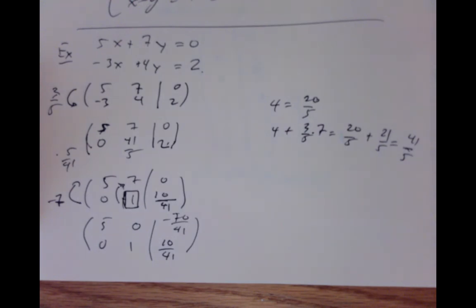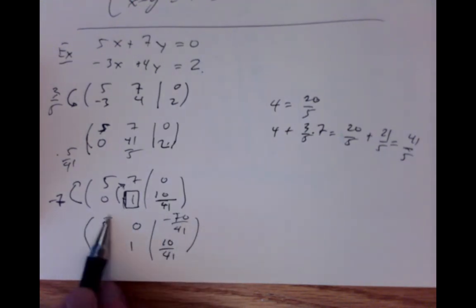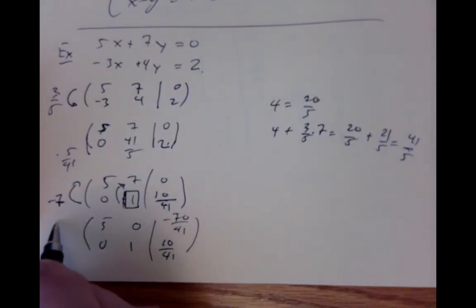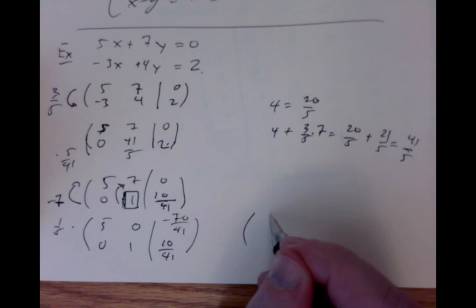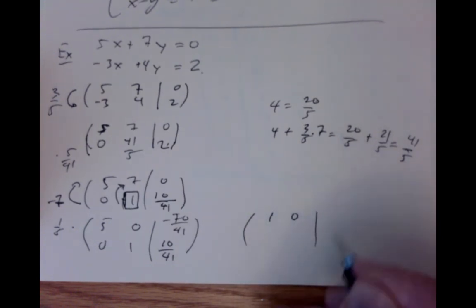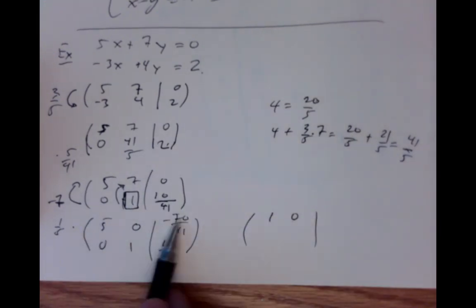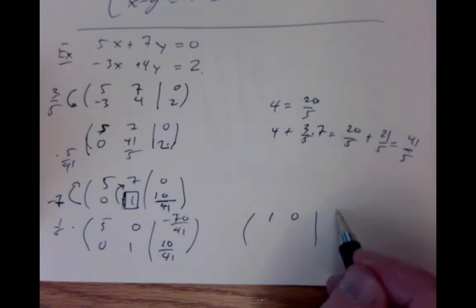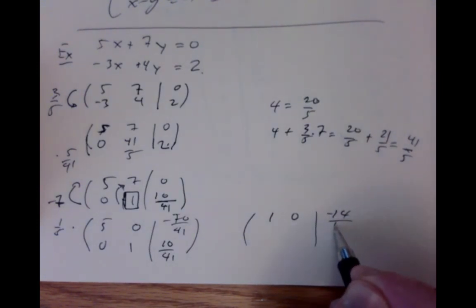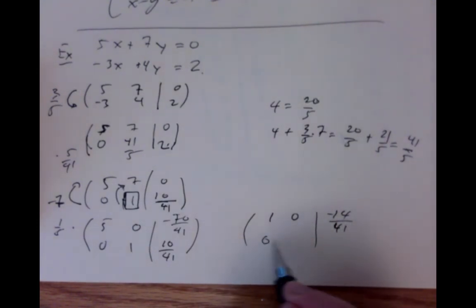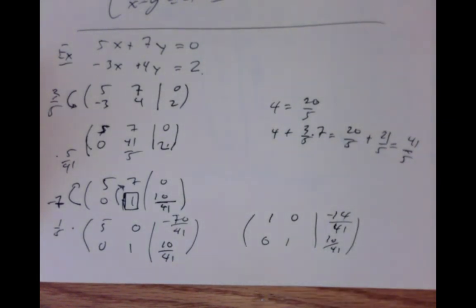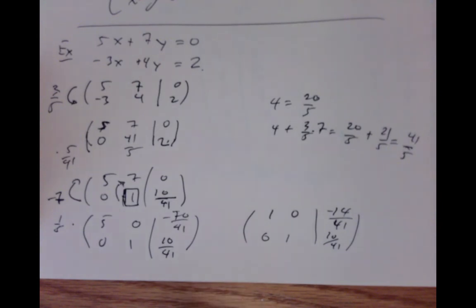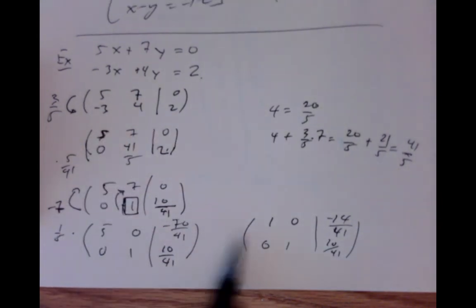Okay. So now I want to divide off the 5 because I don't like this complicated 5, so I'm going to do 1/5 of this row across this row and get an answer that looks like 1, 0, what am I going to do if I divide by 5? 70 over 5 is 14, minus 14 over 41, I hope. And then 0, 1, 10 over 41. Now, it's possible I've made mistakes in the arithmetic. I'm not going to worry too much about that. You get the basic idea of the kind of manipulations we're doing.